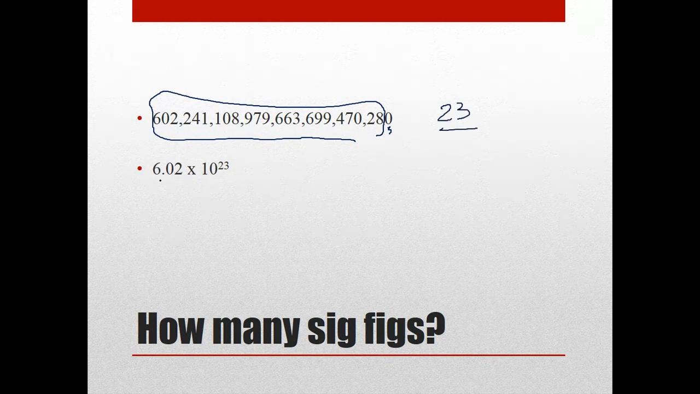This one is actually also 602 sextillion, but we just rounded away all those other guys. So now we only have 3 sig figs. So both of these numbers represent what we call Avogadro's number.